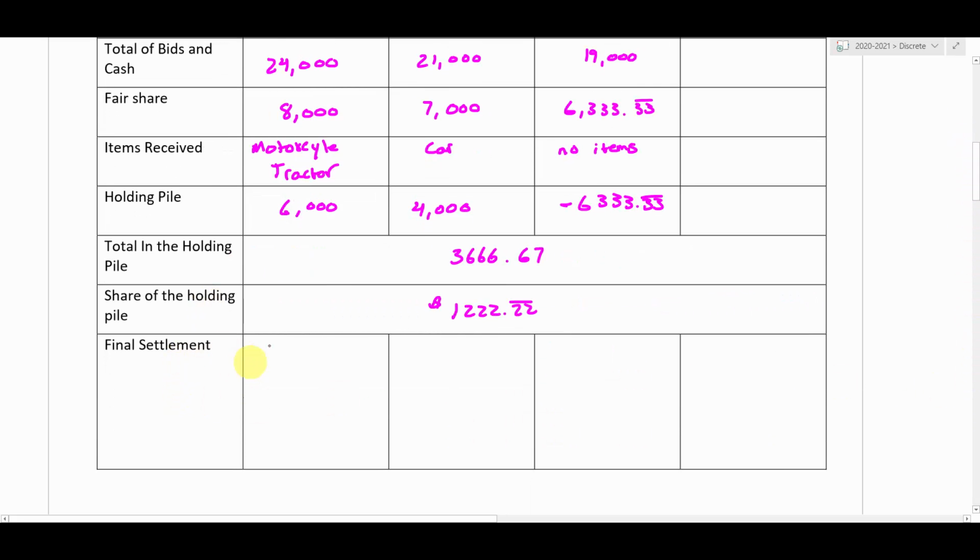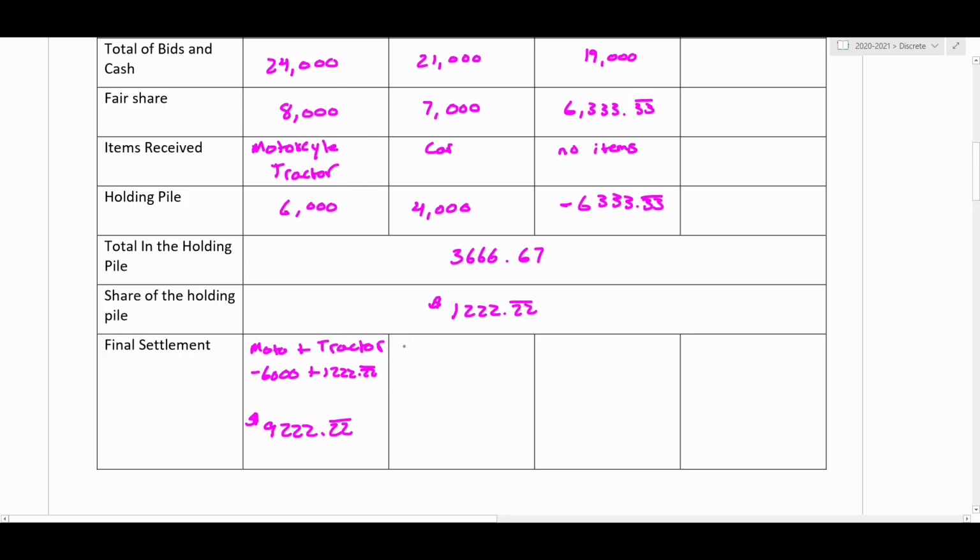So now that we have settled the holding pile, we can go through and figure out final settlements. So for Abby, Abby received the motorcycle plus the tractor, then paid $6,000, then received $1,222.22. So if I add those four values together, her total value of her final settlement should be $9,222.22, which is good because that is more than her fair share.